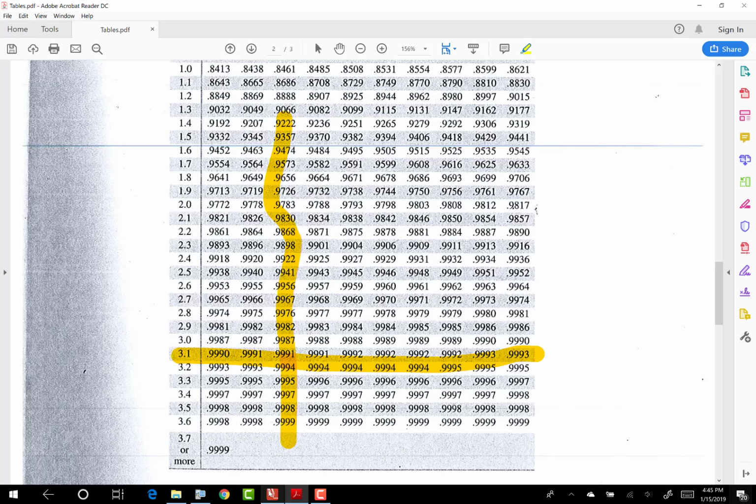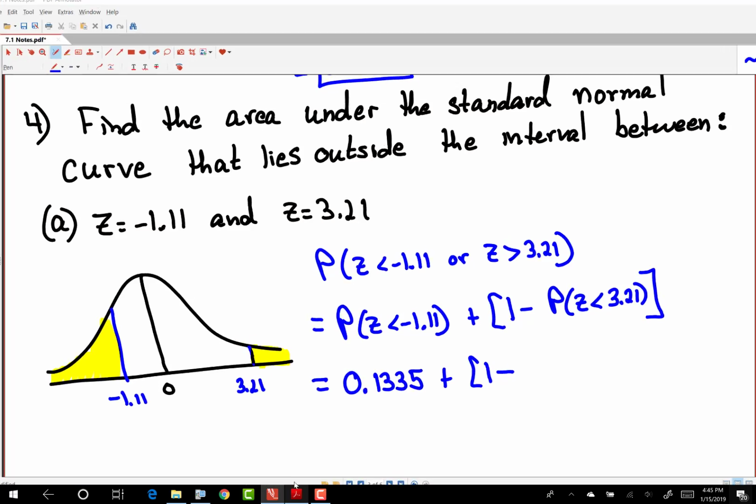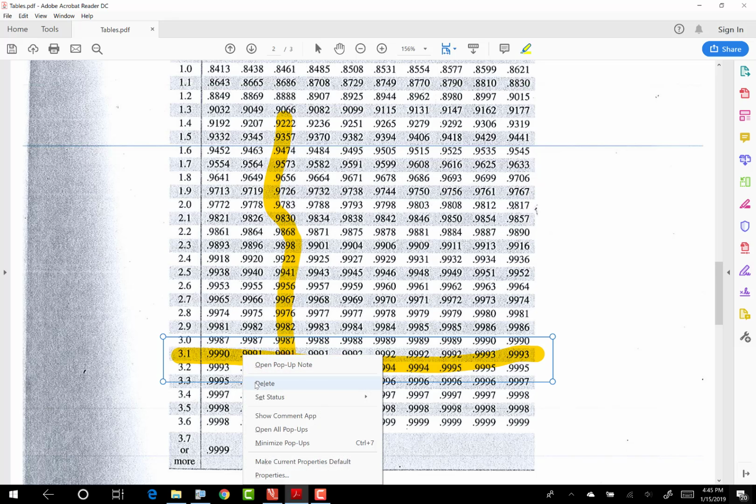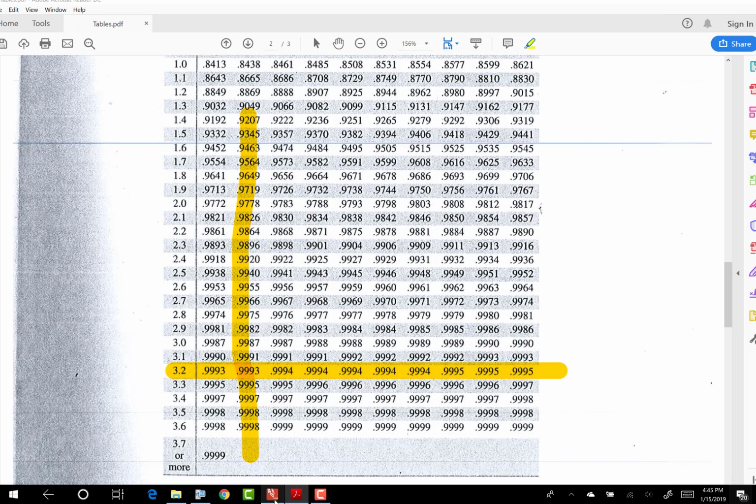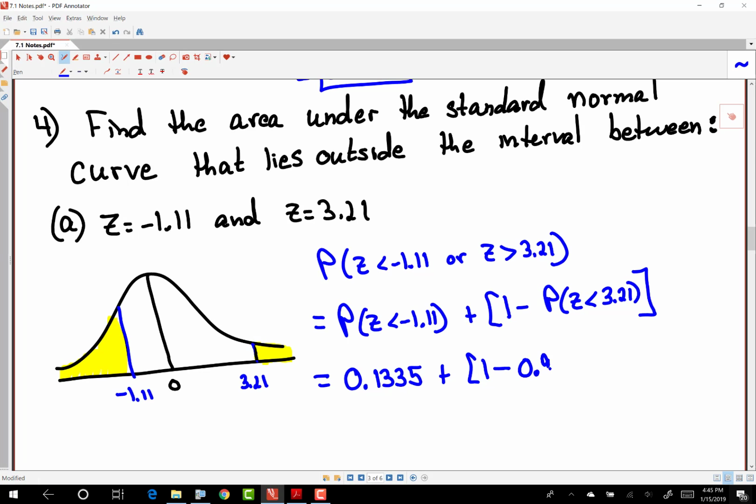I think I'm looking at the wrong thing. Hold on. This one's wrong. I switched them up. There we go. And so we get 0.9993. If you do that arithmetic right there, you're going to end up with 0.1342. So that's the combined area in those two tails.